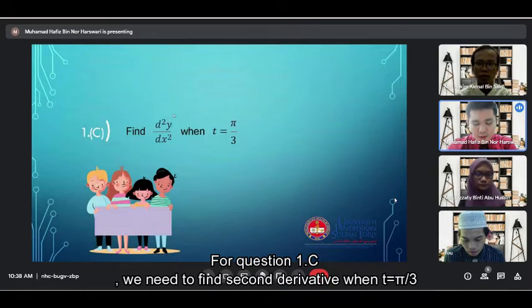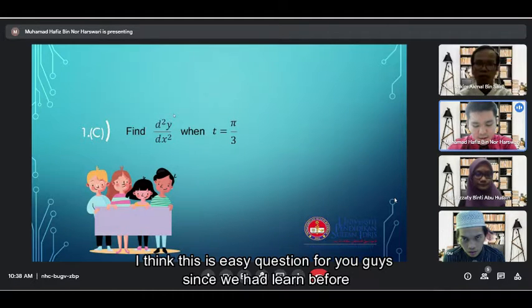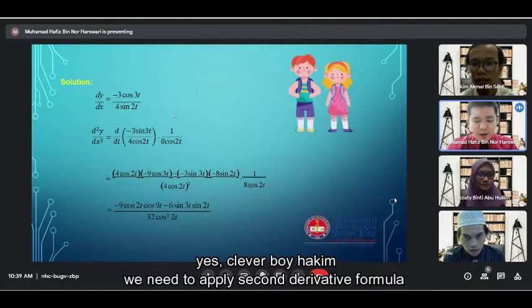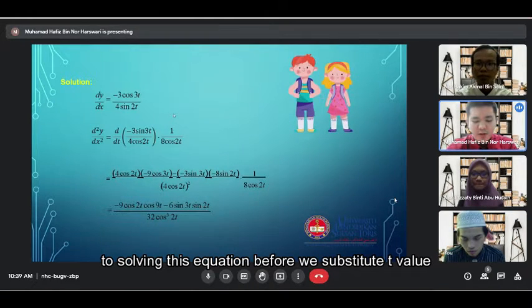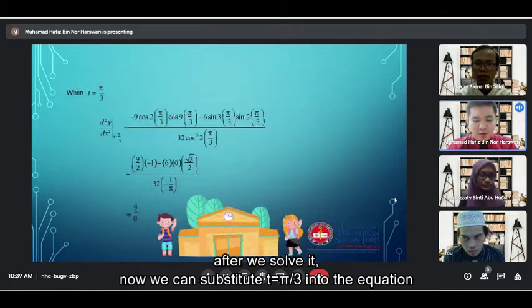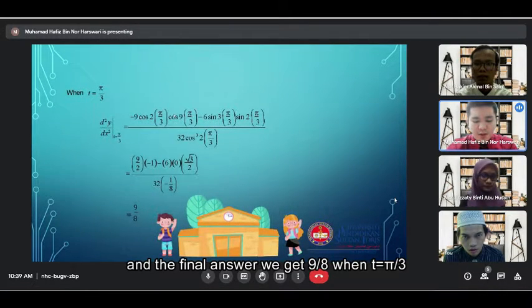For question 1c, we need to find the second derivative when t equal to pi over 3. I think this is an easy question for you guys since we have done it before. Okay, how to solve this equation? We can use the second derivative to solve this question, sir. Yes, clever boy. We need to apply the second derivative formula before we substitute the t value. After we solve it, now we can substitute t equal to pi over 3 into the equation. And the final answer we get is 9 over 8 when t equal to pi over 3.